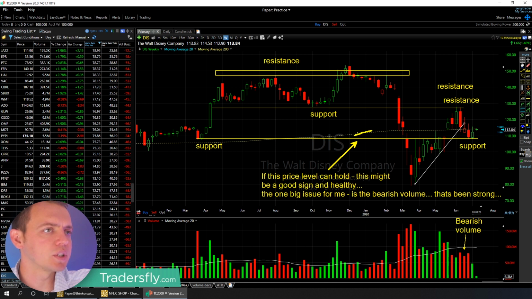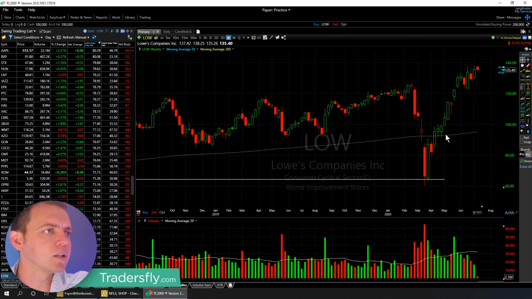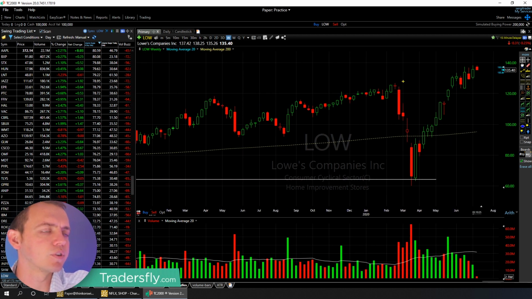Also, just note this line, the 200, in this case it's the week, but you can see how it's kind of flattening out. So some sideways action is to be expected. Okay, Lowe's, one that also continues to do well, maybe a little too far stretched, again, from my take. It's not to say that it can't go further, but I'm always cautious.